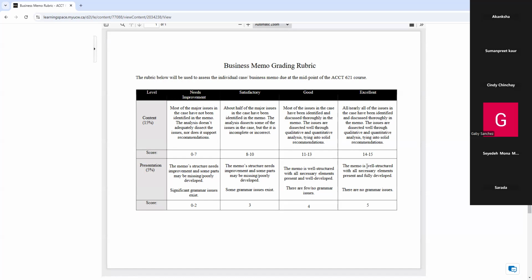That will be the content. Just to be sure, regarding issues and recommendations: once you identify the issue, that's one issue. When you identify the issue, it is one issue.